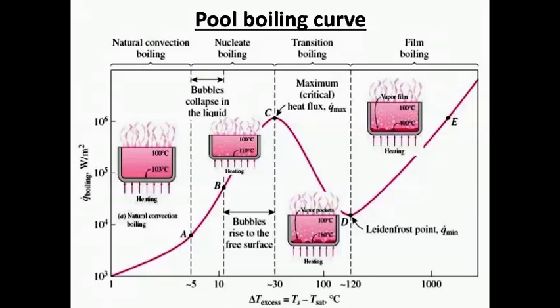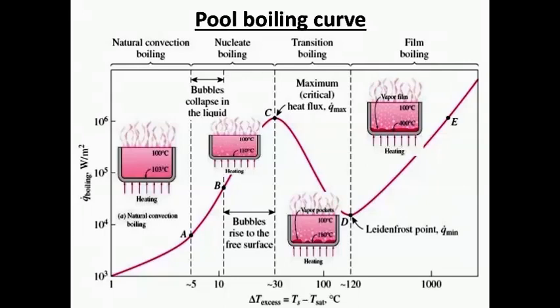In the transition boiling regime, both nucleate and film boiling partially occur. Nucleate boiling at point C is completely replaced by film boiling at point D. In the film boiling region, the heater surface is completely covered by a continuous stable vapor film. Point D, where the heat flux reaches a minimum, is called the Leidenfrost point.